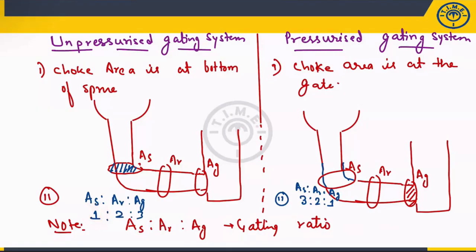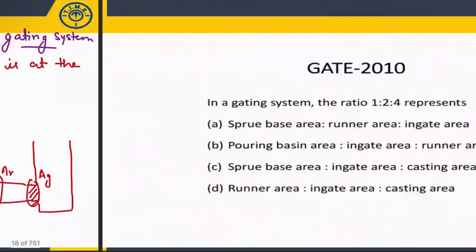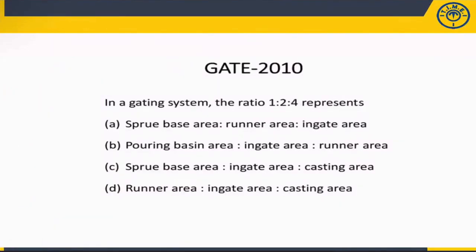Okay, so based on that, they have asked a few questions related to this pressurized and unpressurized. So just read this question. In a gating system, the ratio 1:2:4 represents which area?